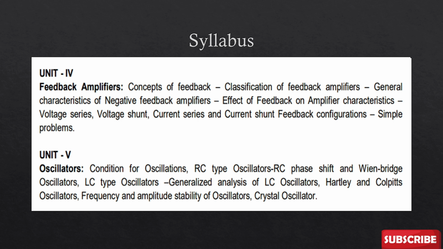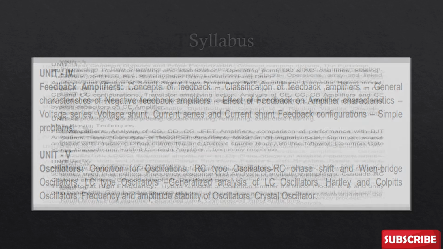And unit 5 is oscillators. In this, there are four or five types of oscillators. One is RC phase shift oscillator, Wien bridge oscillator, and there is LC oscillator, and you have Hartley and Colpitts oscillators, frequency stability of oscillators, and crystal oscillator. Maybe you might get questions from these only. So just prepare two or three oscillators here, then definitely you can attempt one question in the final exam, I mean, one long question.